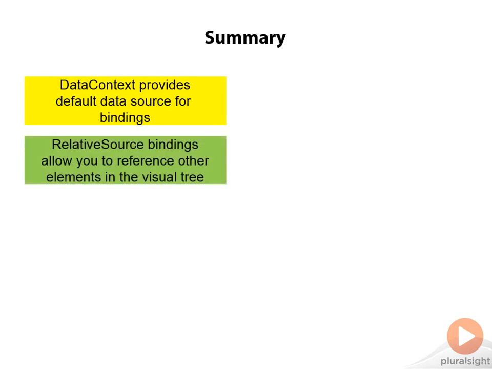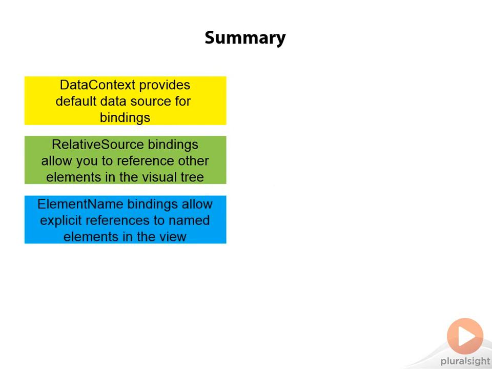And so we looked at the relative source binding as one way to do that, where you can reference other elements in the visual tree through a relative path within the tree. You use the relative source markup extension and the property on the binding. You can use the self mode to point to the same element that the binding is on, or you can use the ancestor type to point to a parent element somewhere up the tree, looking for a match based on the type of that element.